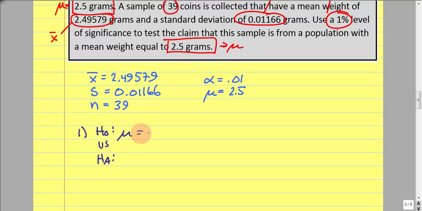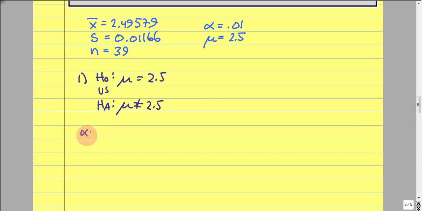So we're looking at means. We have 2.5. Now, this says if we're checking to see if it's equal to 2.5, the alternative to that would be not equal to 2.5. Okay? And then we have alpha equals 0.01 for our second step. Let me label that with our second step because I think it's important to keep track of the steps.